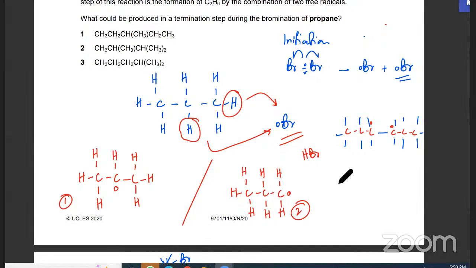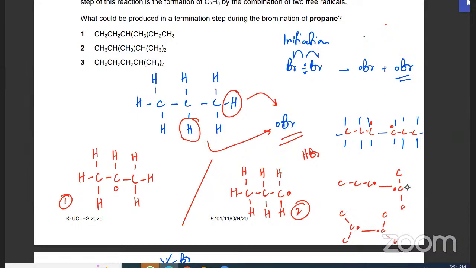Okay, so what else can be formed? One of these radicals can combine with this one. If they combine together, you could have a carbon radical at the end, and you could have another propane where the carbon in the middle is the radical. So the two carbons can join up because their bonds are missing. Or what else can happen? You can have two propanes where the middle carbon atom is the radical, and the two propanes join up.